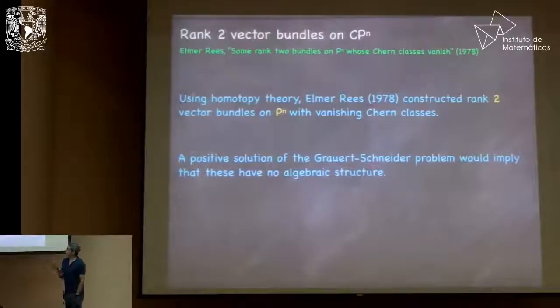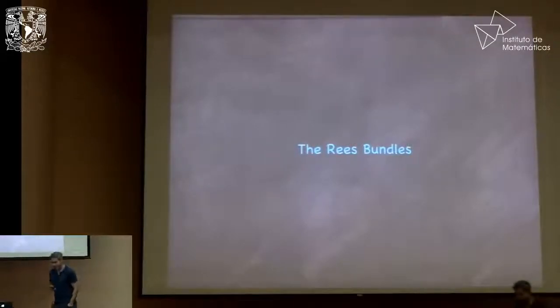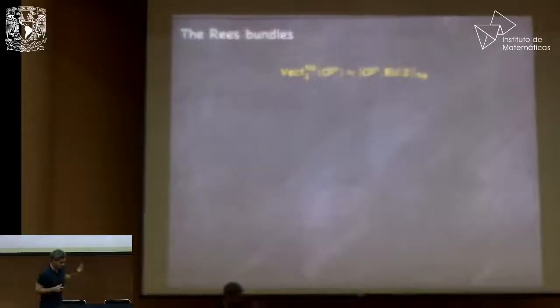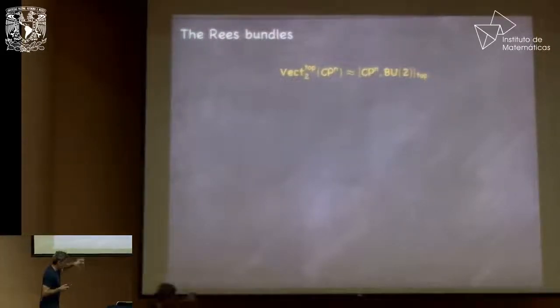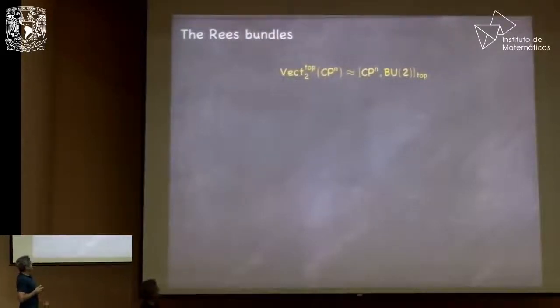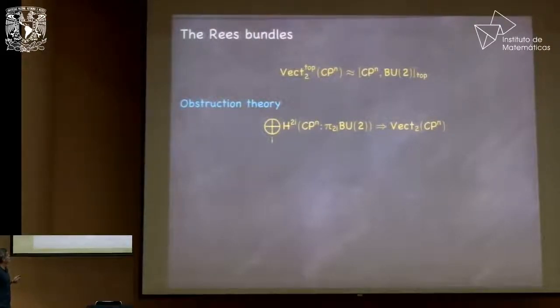So I want to talk a little bit about these Rees bundles. And in fact, it was Elmer Rees that got me interested in this problem in the first place. Here's a good illustration of how obstruction theory takes apart a problem like this. The rank two bundles on projective n-space are homotopy classes of maps into the classifying space of the group of 2x2 unitary or 2x2 invertible matrices. The obstruction theory in topology involves the cohomology of projective space with coefficients in the homotopy groups of this classifying space.